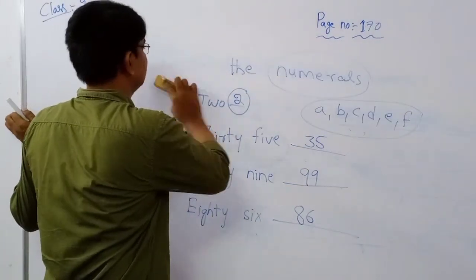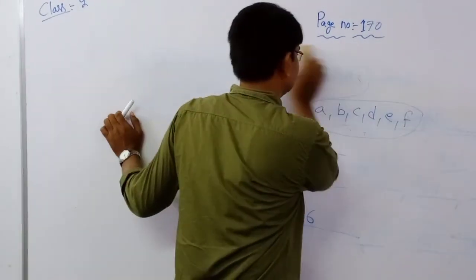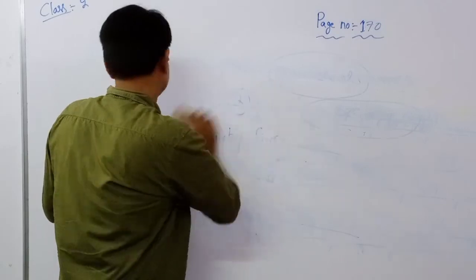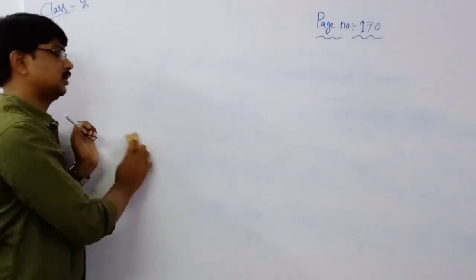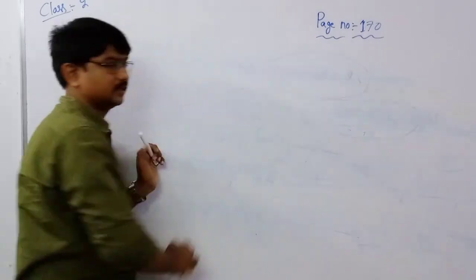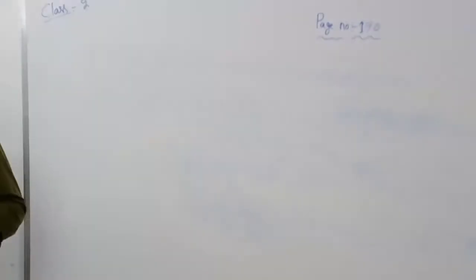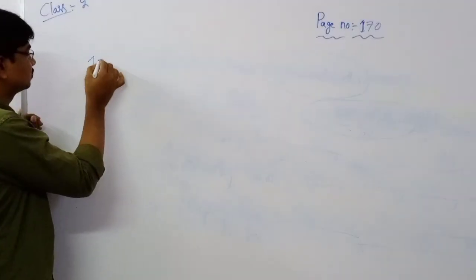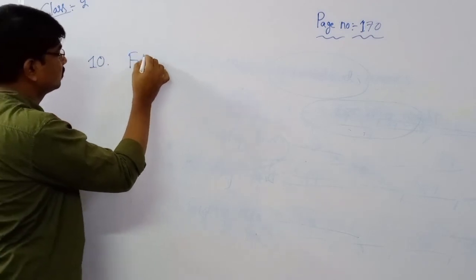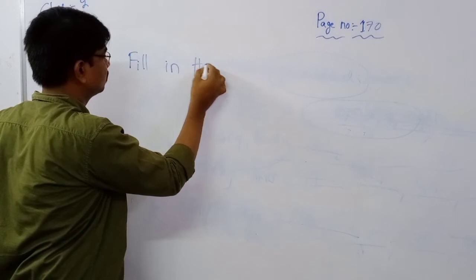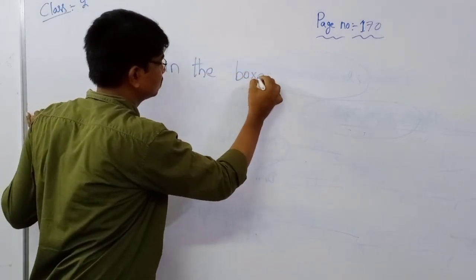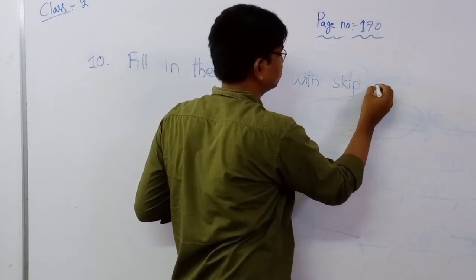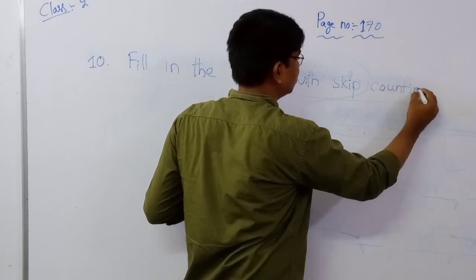Next, let us move to 10th question. Page number 170, same 170. Fill in the boxes with skip counting. How? With skip counting. What is the skip counting, children?